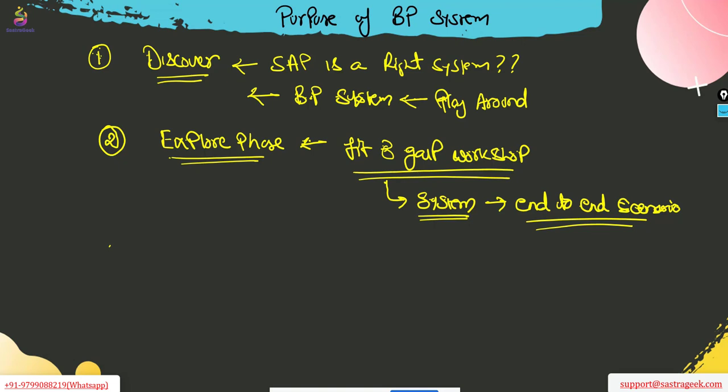So in the fit and gap workshop it would be used to do the demo, and then you can also give access to the key users in the explore phase itself, because the system is ready. It is not that we are doing this for the first time with Activate. We have not done it before.